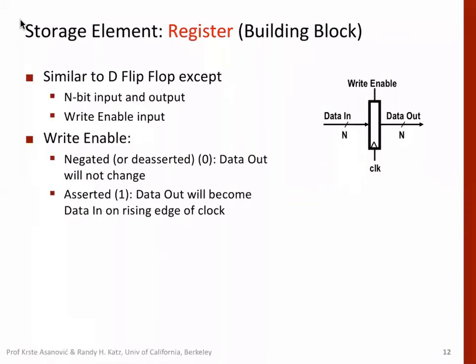All right, so next is registers. We have already studied registers. It's similar to a D-type flip-flop. The number of registers that we have in the register file is 32. Data in is of size n, which is n-bit input, and data out is n-bit output.